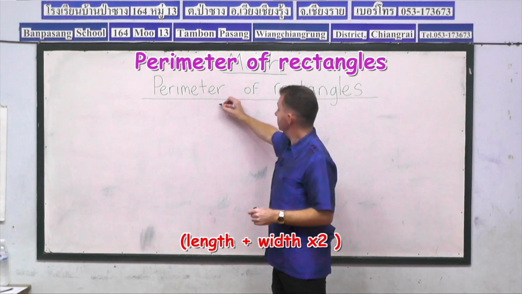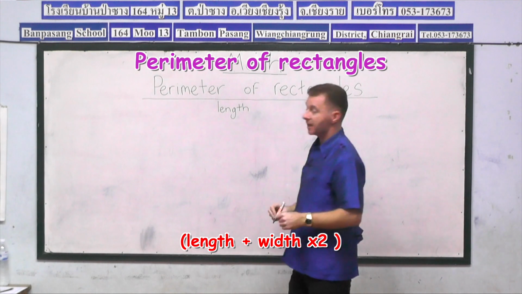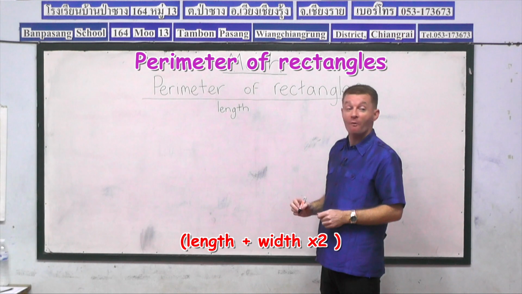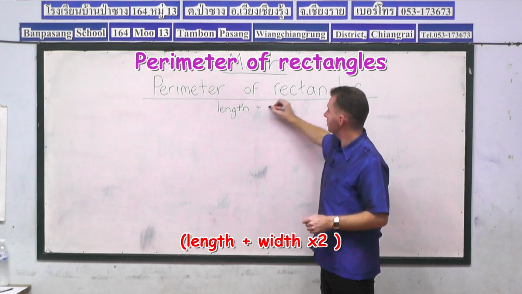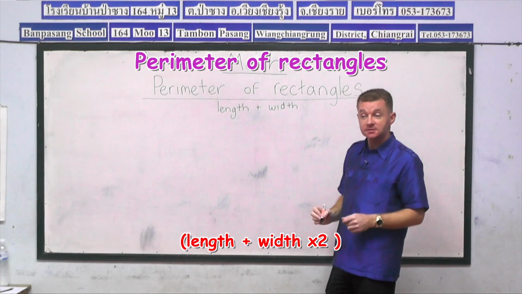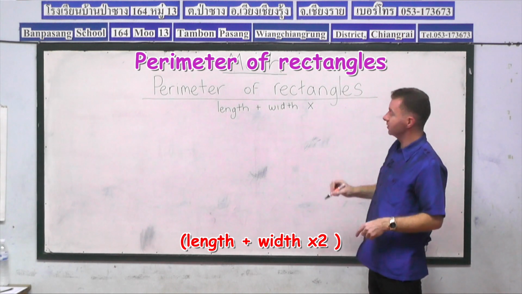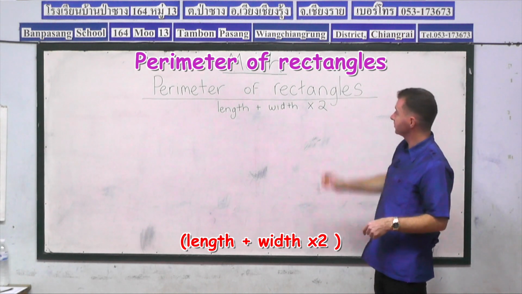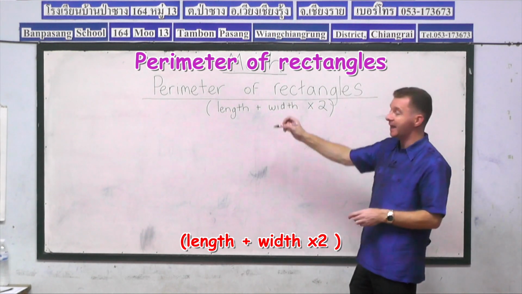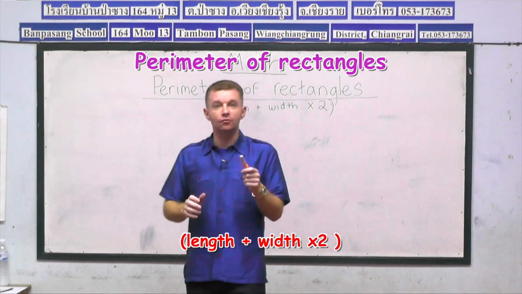Remember, the formula is length, and then what do? Plus width. Length plus width will give us the distance of two sides. But there's four sides. So what do we need to do with the number? We need to times it by 2. So the formula for working out the perimeter of rectangles, length plus width times 2.